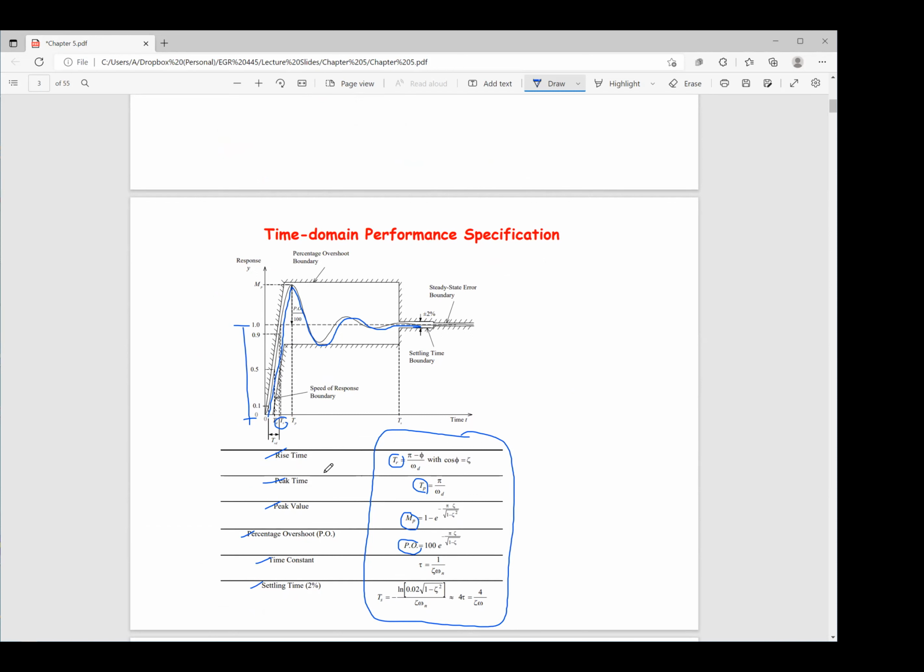But what I want you to understand is, if you want to design a system, then somebody may say that design a system for certain rise time, design a system for certain peak time, design a system for certain peak value, certain percentage of overshoot, certain time constant, and certain settling time.